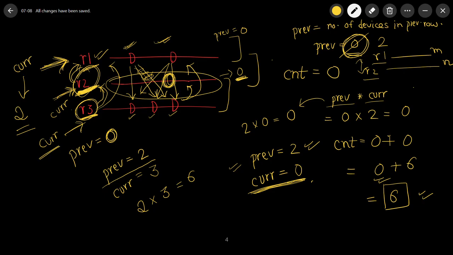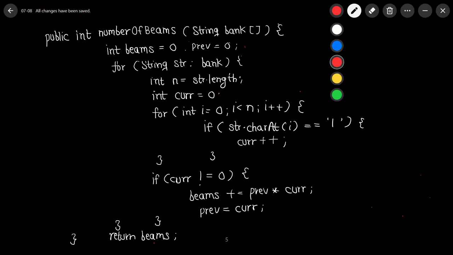Now let's come to the code of it. I've written the code. We return the number of beams, which is an integer value, and we have a string array banks, which has binary strings. Initially, I have taken a beams variable to count the number of beams. In the dry run, I took count. Here I'm taking beams; you can name it any way you want. And previous is initially set to 0.